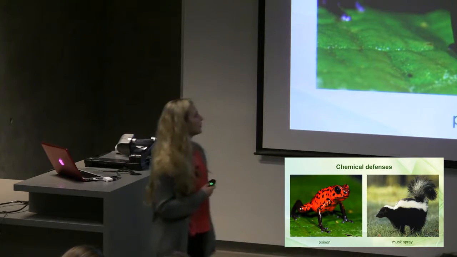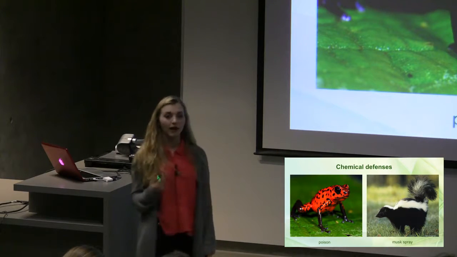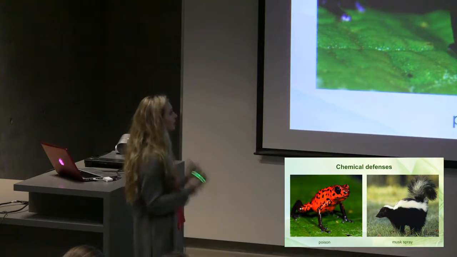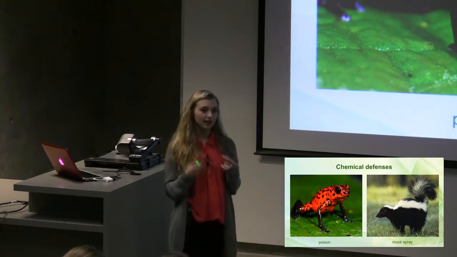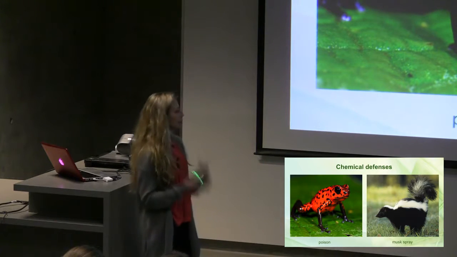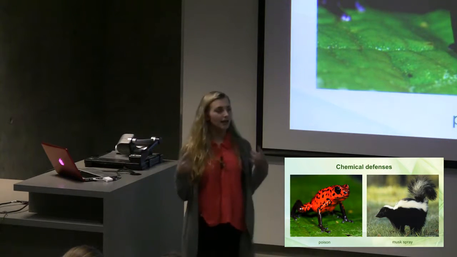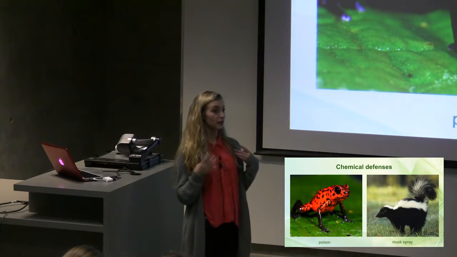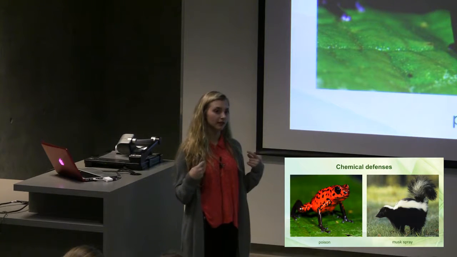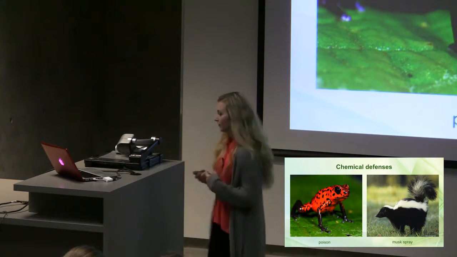Apart from physical defenses, we also have chemical defenses. This is when animals or organisms synthesize chemicals in them, like poisons. Here on the left, we have an example of a poisonous frog. And they have these really bright colors to show that they have these poisons and to warn predators.